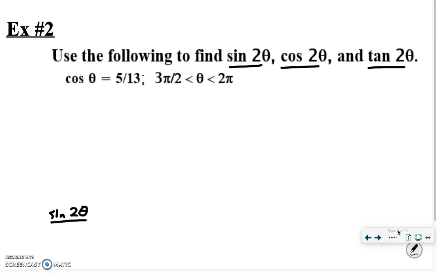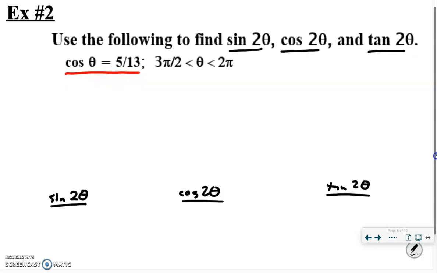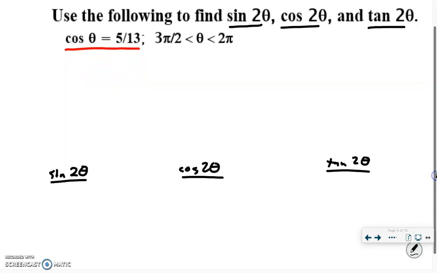So sine of 2 theta, cosine of 2 theta, tangent of 2 theta. This is our task. We're told, quite luckily, that the cosine of theta is equal to 5/13. We're also told where theta resides. We're told that it's going to fall between 3 pi over 2 and 2 pi. So the issue that we have ahead of us is just using the double angle formula. The double angle formula for sine, we know that's equivalent to 2 sine theta cosine theta.